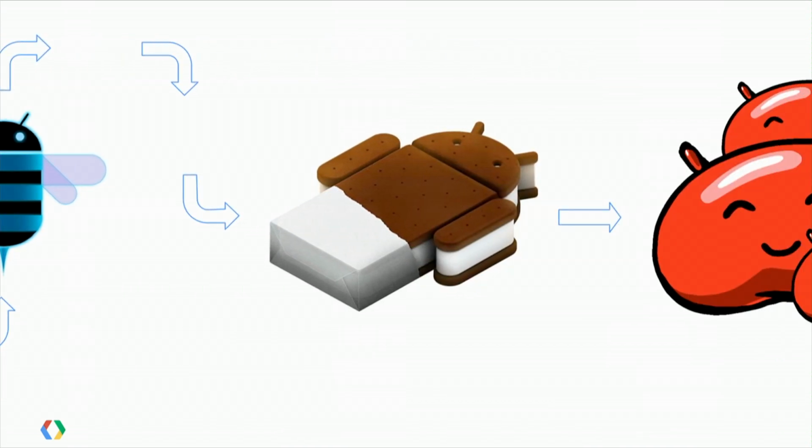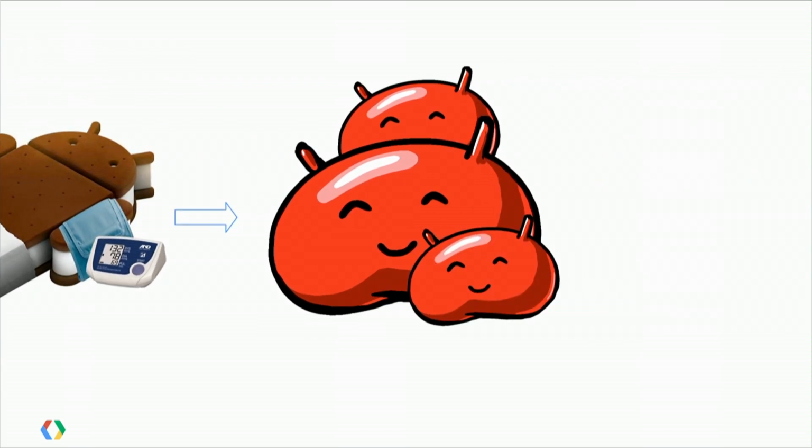And ICS added health device profile, so you can stream your medical data real-time over Bluetooth. And then now it's Jelly Bean.